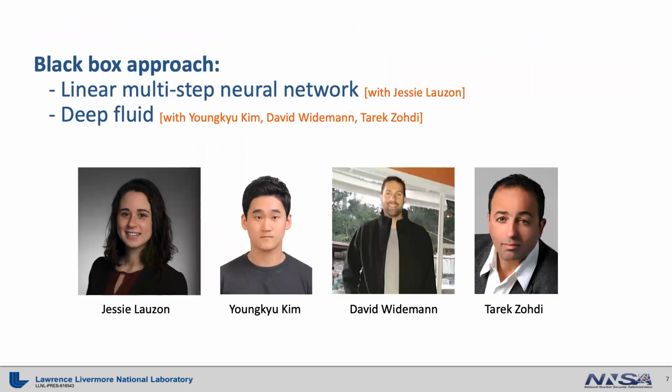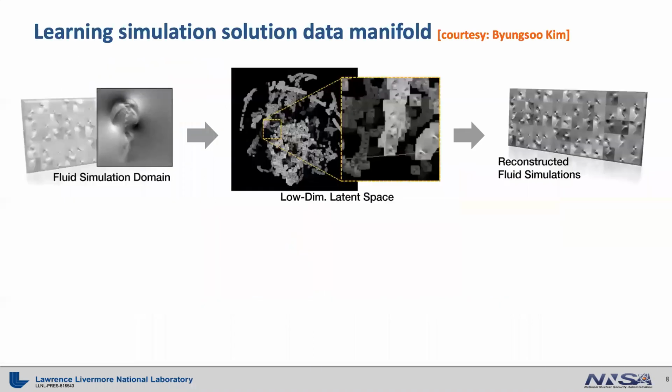Okay, now let me give two different but somewhat similar black box non-intrusive approaches, that is linear multi-step neural network and deep fluid. Both of them directly approximate the state outputs, by the way. And they follow the same framework where you start with the simulation state data here and compress the data into a low dimensional latent space, right? And then reconstruct the full data by decompressing them.